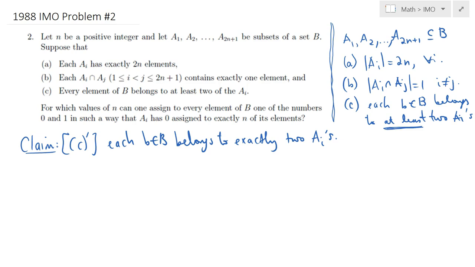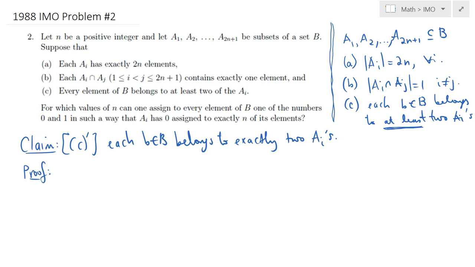It significantly simplifies the problem. So let's try to first prove this claim, and then we can try to interpret all these three conditions with the help of graphs, basically graph theory. And so we're just going to draw some picture, basically.